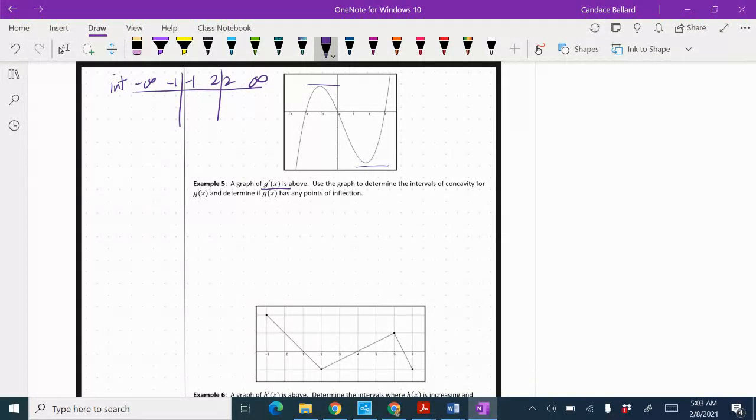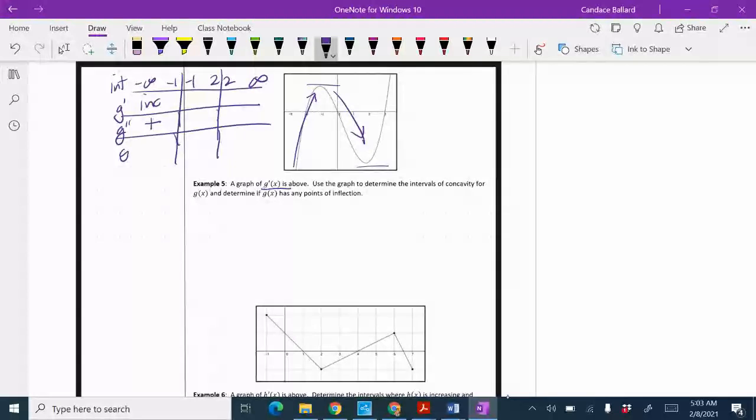Okay, and so we're going to look at what's going on with g prime. I'm going to do it a little differently than I did in the last one, and then g double prime, and then g. So I know that g prime is increasing, which means that g double prime is positive. I know that g prime is decreasing, which means that g double prime is negative. I know that g prime is increasing, which means that g double prime is positive. So if g double prime is positive, it means it's concave up. And if it's negative, it's concave down.